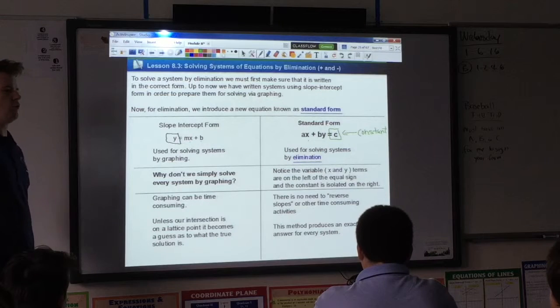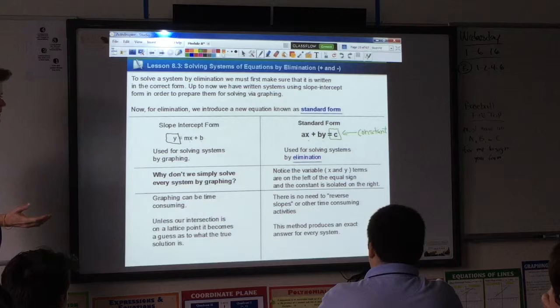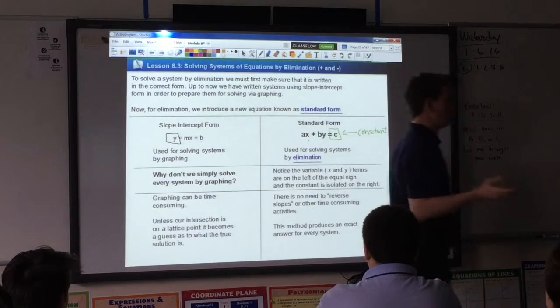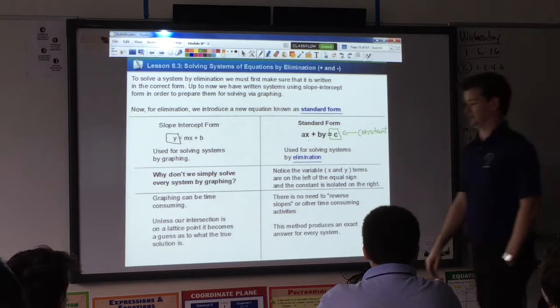Once it's in standard form, then, and only then, can you solve using elimination. If you try to solve using elimination and you don't have both equations in standard form, you will get it wrong 100% of the time, every time, unless you get real lucky and guess.